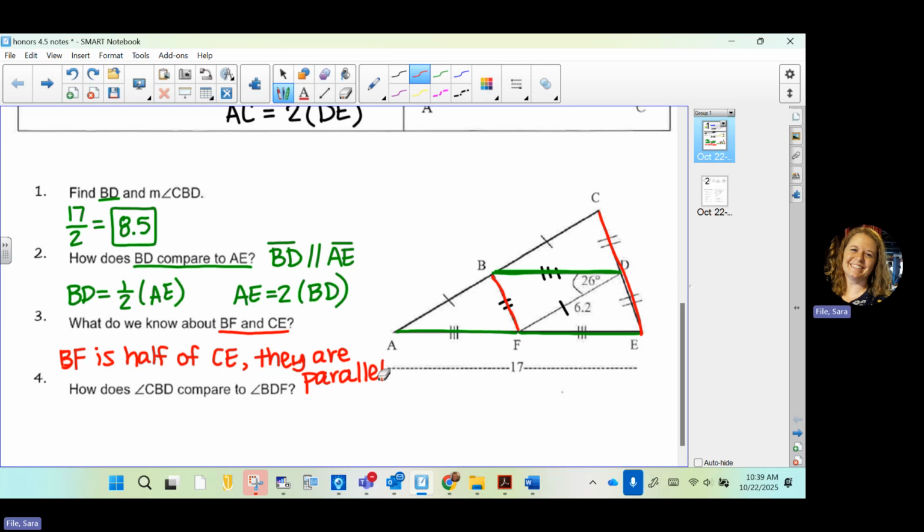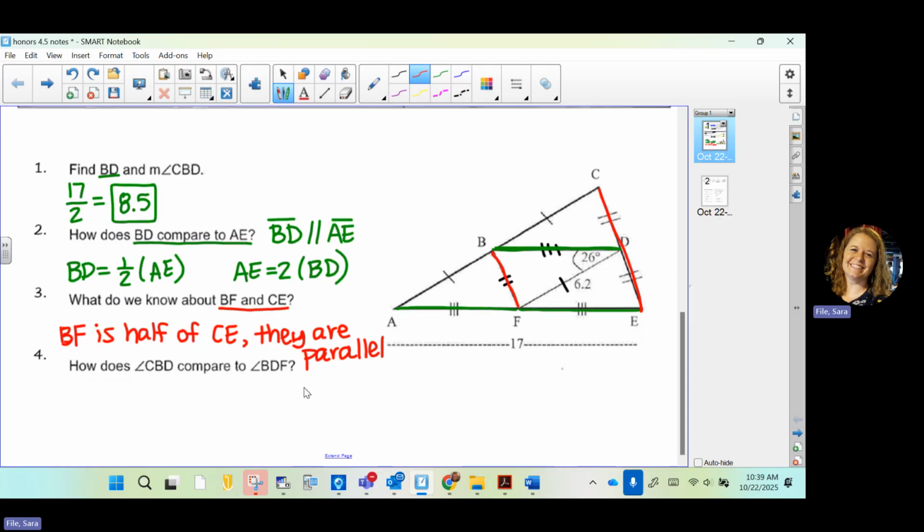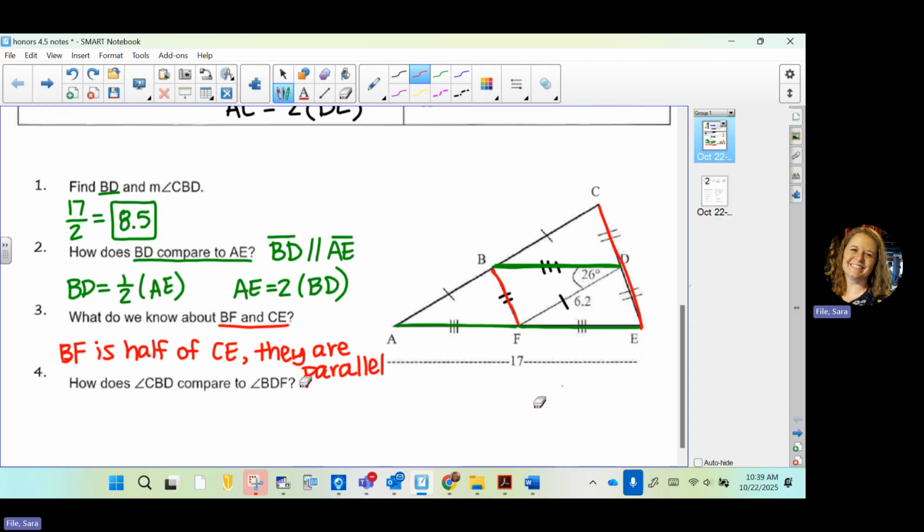Okay, so again, you can write it in words, you can write it in expressions. Now this last one's angles as well. So now let's go back to look at angles. We've talked about side lengths and mid-segments and how they compare. Let's talk about the angles.